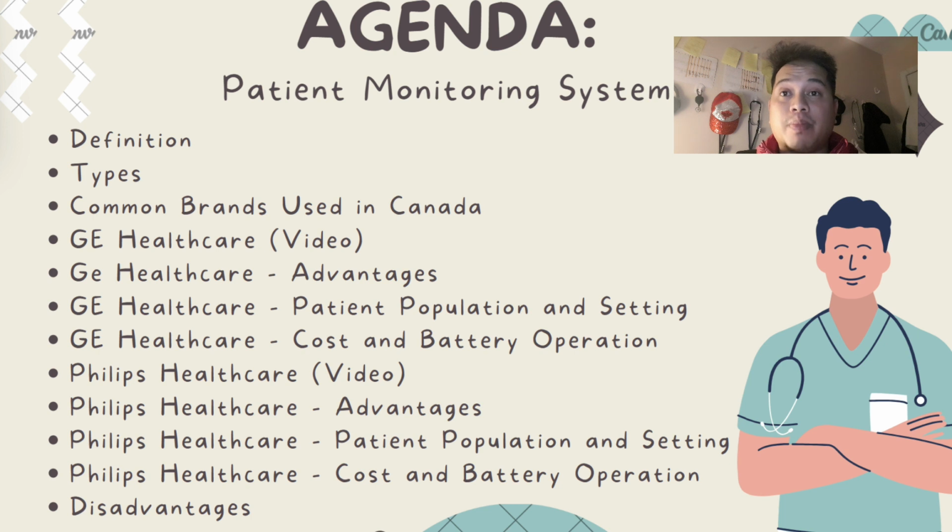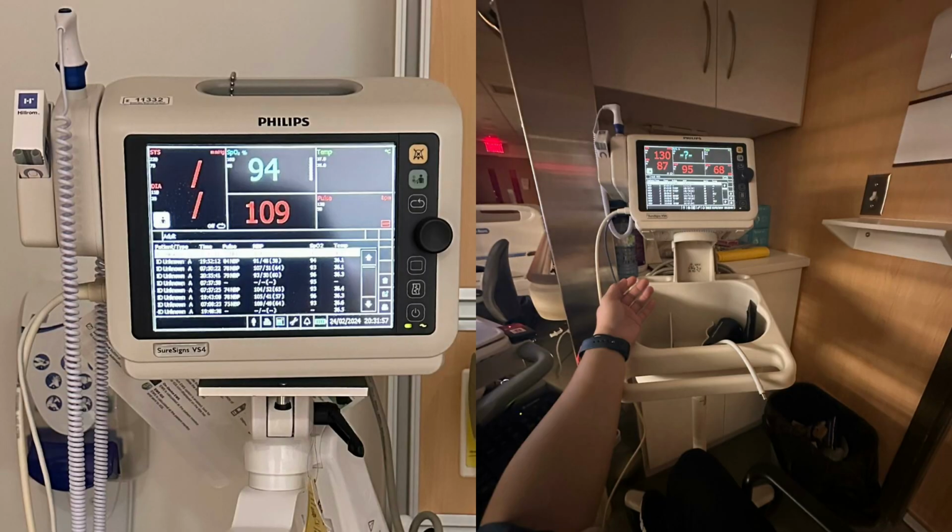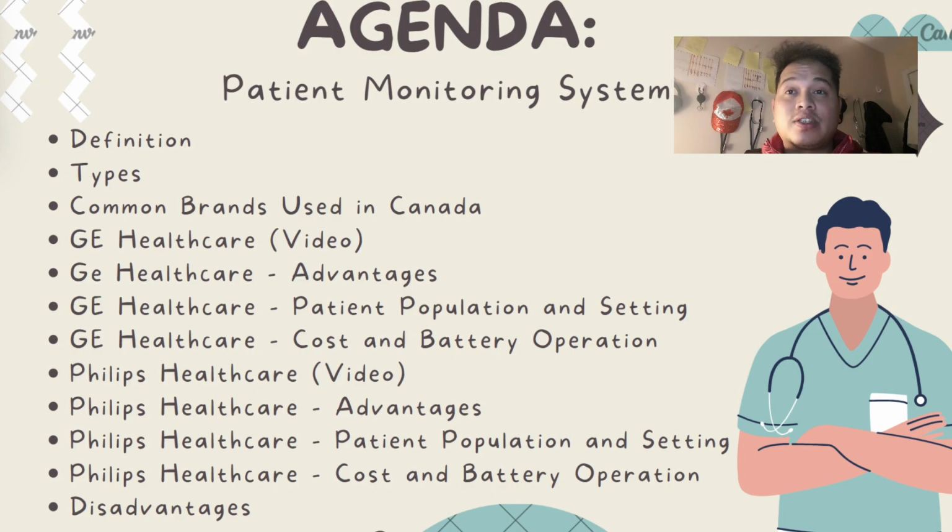We will tackle the patient monitoring system based on Canada's research. We will tackle the definition, its types, the common brands used here in Canada, like the GE Healthcare and the Philips Healthcare. And we will also discuss its advantages, the patient population and setting, and the cost and battery operation.